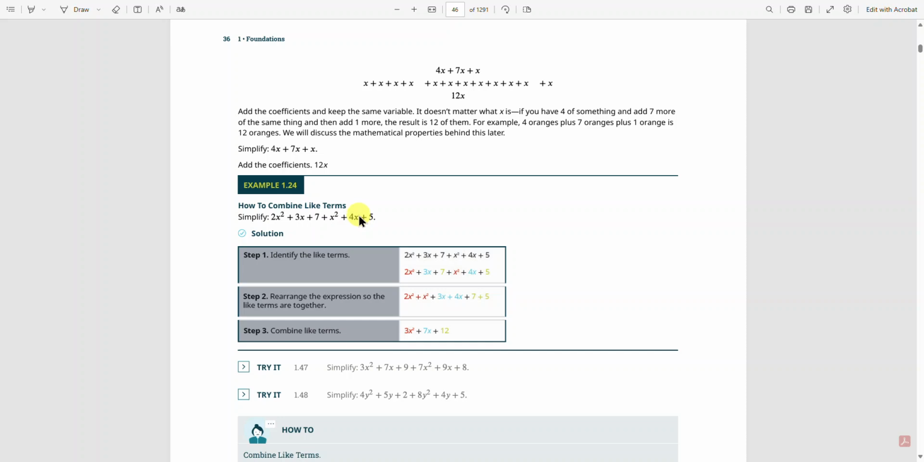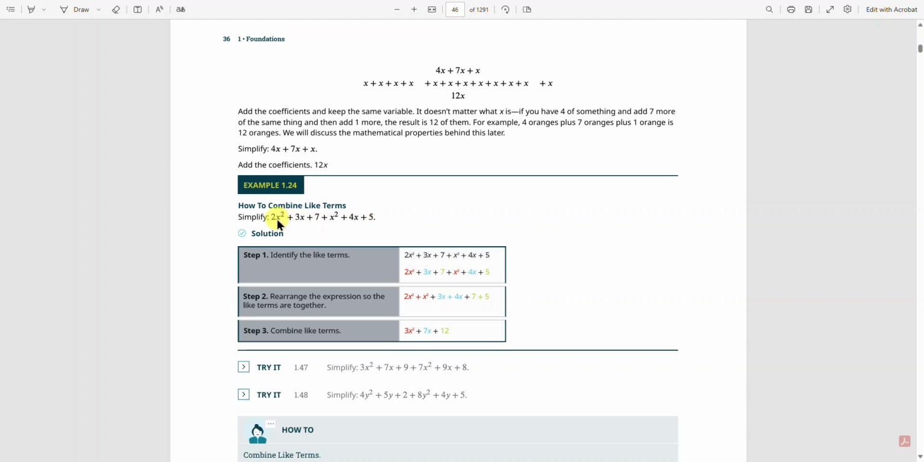Or I should say the exponent is 1. So 3x and 4x are like terms, and we can combine them to make 7x. We then have 7, which is a constant, and 5, which is a constant. They can be combined because they're like terms since they're both constants, and that would produce 12.